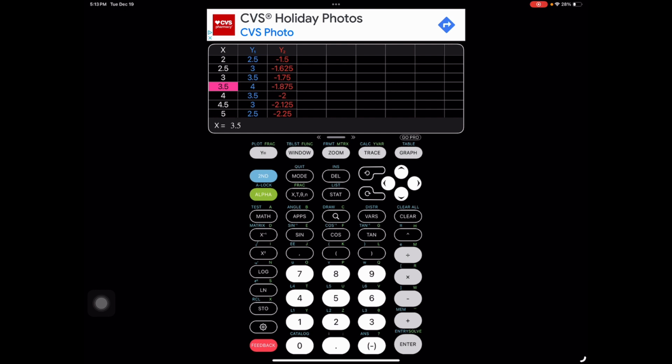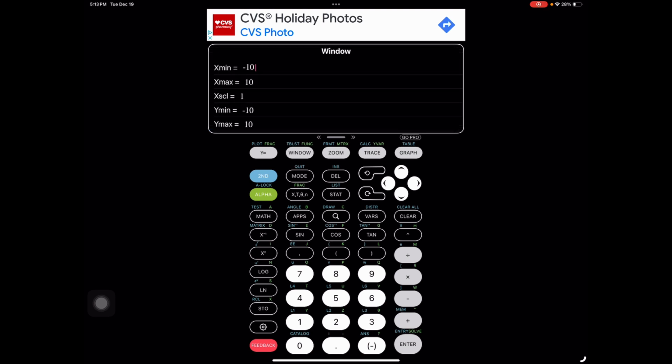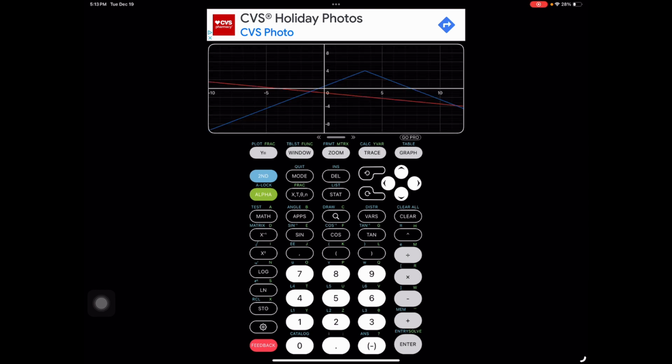So what we want to do is go back to the graph, and we've got to see this window a little bit wider. I need to see past 10 so that I can see where they're crossing. So I'm going to change the window this time. And I'm just going to do that by hitting the window button. My x min of -10 is totally fine, but I'm going to change my x max maybe to 12 and see if I can see where they're going to cross. So now when I go back to the graph, that second intersection point is on there.